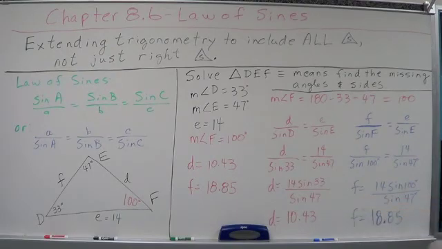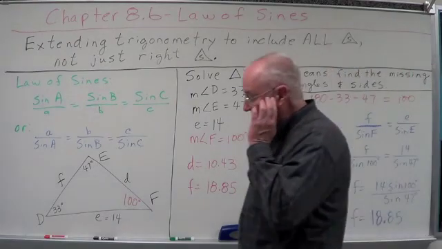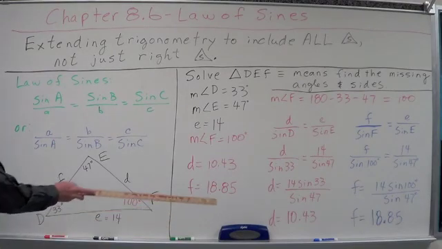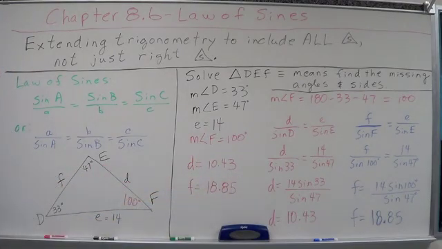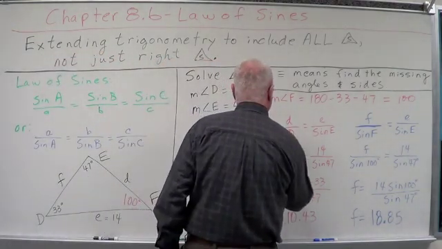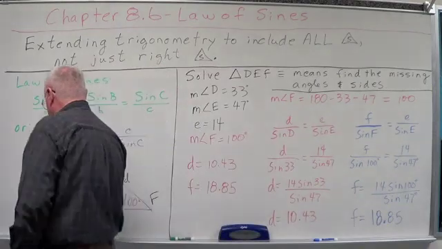Do that math: 14 times the sine of 100, look that up, multiply, and then divide by the sine of 47. We find that f is equal to 18.85. Again, whatever those units of measure, they could be inches, miles, yards, feet, meters, centimeters, whatever. So we have solved this triangle. We now know what all of those angles are and all of those sides are. That's called solving a triangle with the law of sines.